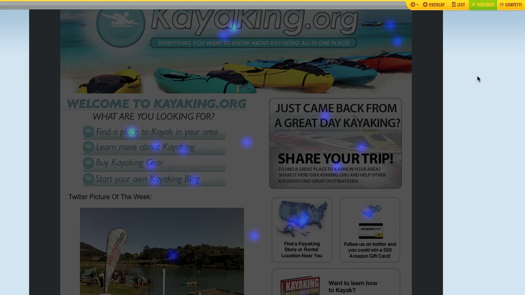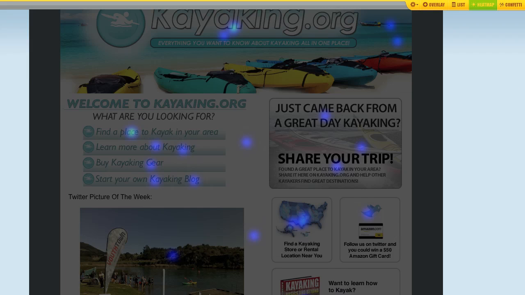If you look at this, I can get a really good idea of where my user's eye goes when they come to my site, and that's wherever these little dots are the brightest. I can see that on kayaking.org, the main header gets their attention. I can also see that the most popular option, as I expected, is this top option, find a place to kayak in your area. What that tells me is that when people come to my site, this is one of the number one things they're looking for.